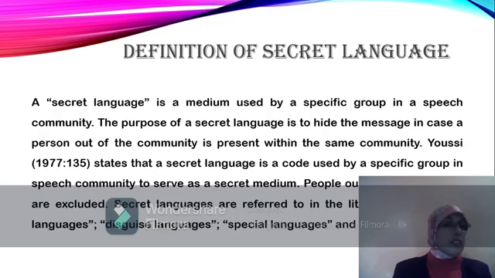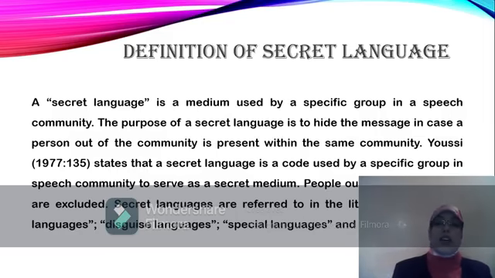So as a kind of definition for the secret language, it is a medium used by a specific group in a speech community. The purpose of a secret language is to hide the message in case a person out of the community is present within the same community. UC in 1977 states that a secret language is a code used by a specific group in a speech community to serve as a secret medium. People out of the community are excluded, of course.